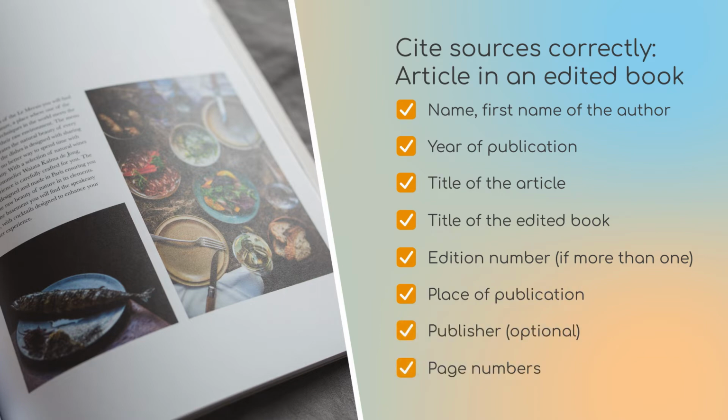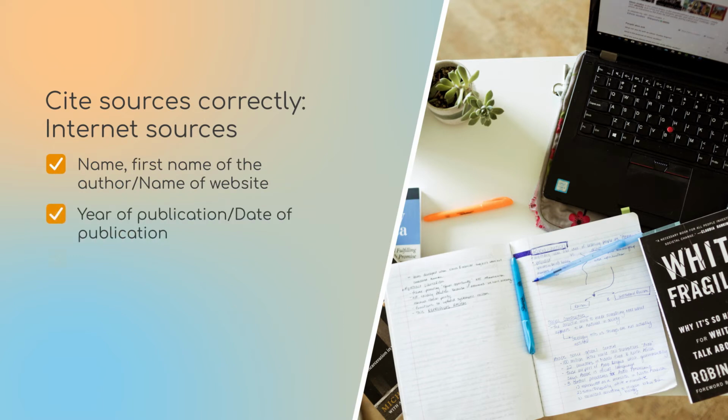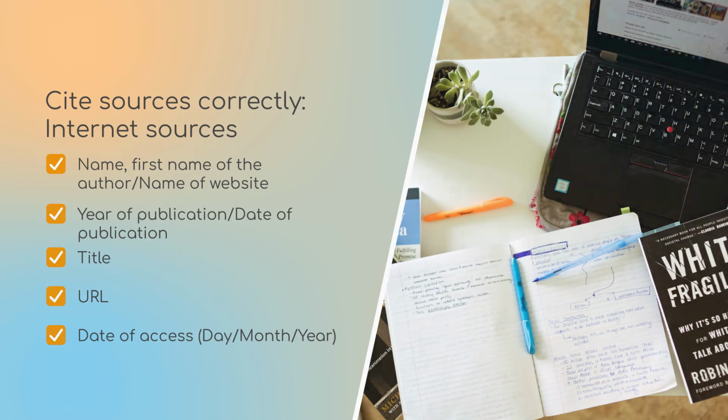Finally, in the case of internet sources, the following information is relevant: the surname and first name of the author or the name of the website, the year or date of publication, the title of the source, the URL, and the date of retrieval, including the day, month and year. Depending on the type of internet source, other information may be added, such as the name of the blog in the case of a blog article.